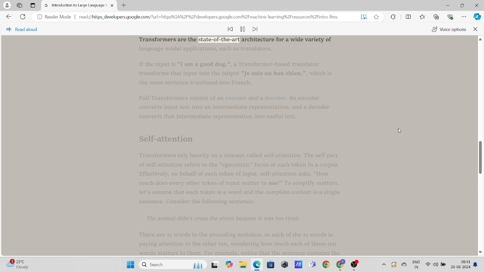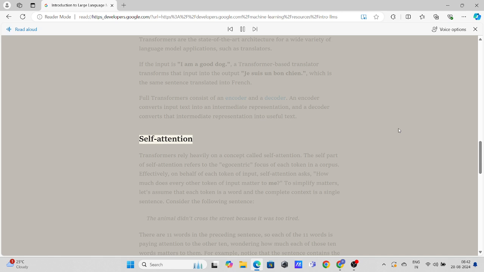Transformers are the state-of-the-art architecture for a wide variety of language model applications, such as translators. If the input is "I am a good dog," a transformer-based translator transforms that input into the output "Je suis un bon chien," which is the same sentence translated into French. Full transformers consist of an encoder and a decoder. An encoder converts input text into an intermediate representation, and a decoder converts that intermediate representation into useful text.